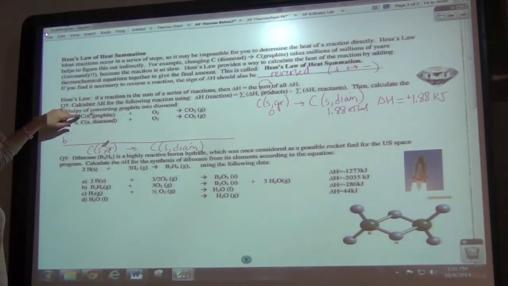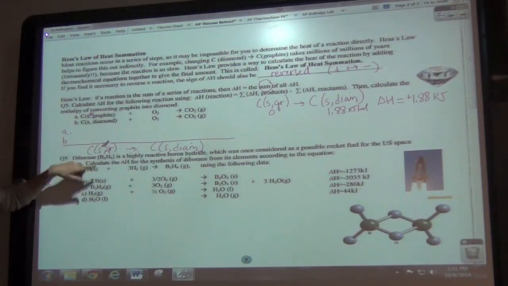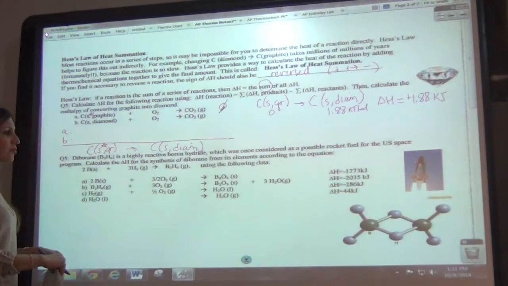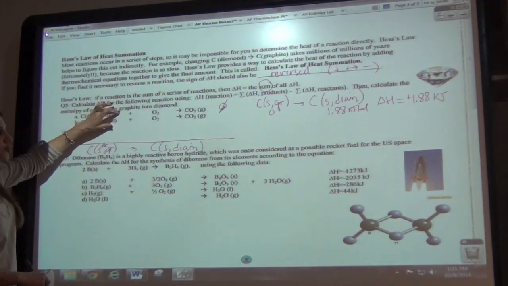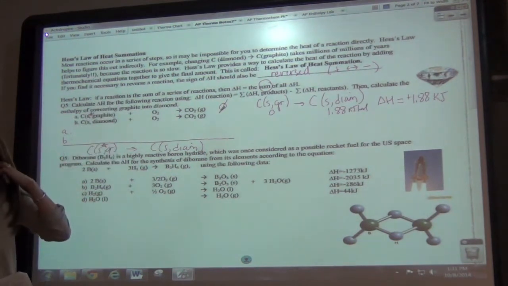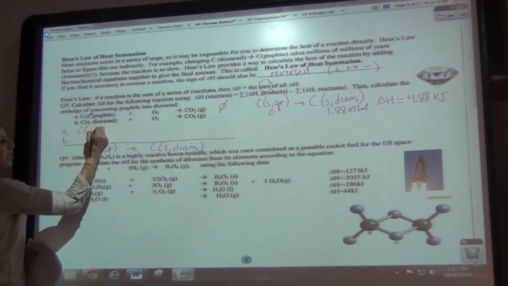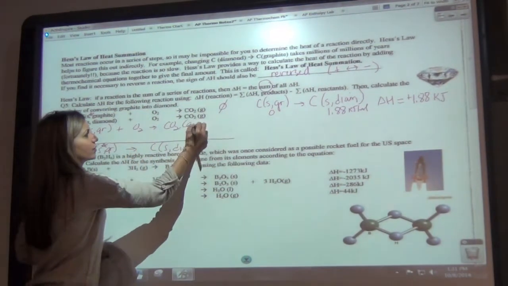So do I need to do anything to this? Well, let's check the coefficient. Are the coefficients the same? Yes. Are they on the correct side? Well, that's on the reactant side, and this is on the reactant side. So do I need to change anything on this? No. I'm just going to put a 0 with a slash through it, because after we do these first two, you will not need to rewrite these. You can just do this, as long as you know you're getting the right answer, then you're fine. Okay? So I'm going to rewrite this. Carbon solid graphite plus O2 yields CO2 gas.